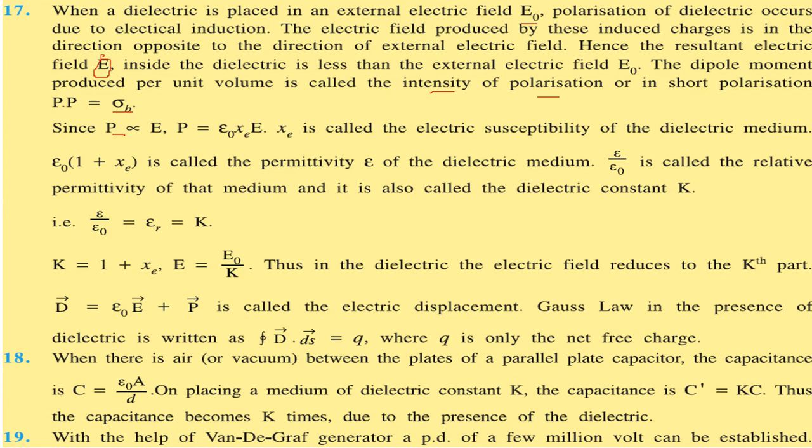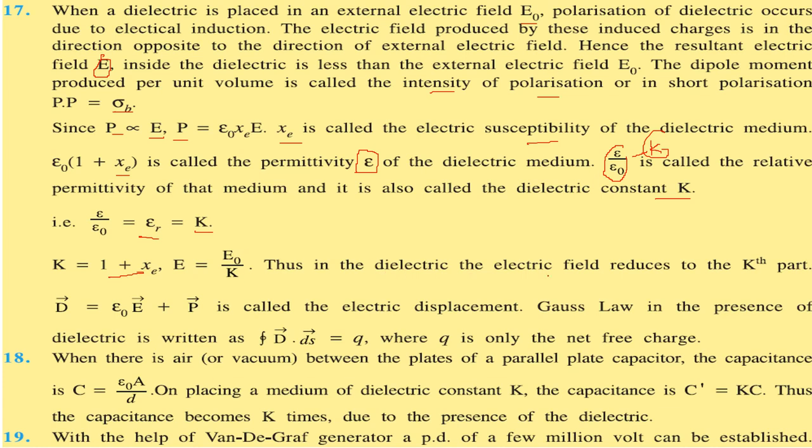This polarization is directly proportional to the electric field. So P can be written as epsilon naught chi e into E. This chi e is called the electric susceptibility of the dielectric medium, and epsilon equal to epsilon naught times 1 plus chi e is called the permittivity of the dielectric medium. Epsilon by epsilon naught is called the relative permittivity of that medium, and this is also known as K, which is called the dielectric constant. So epsilon by epsilon naught can be written as epsilon r, equal to K. K is 1 plus chi e, and E is equal to E naught by K.